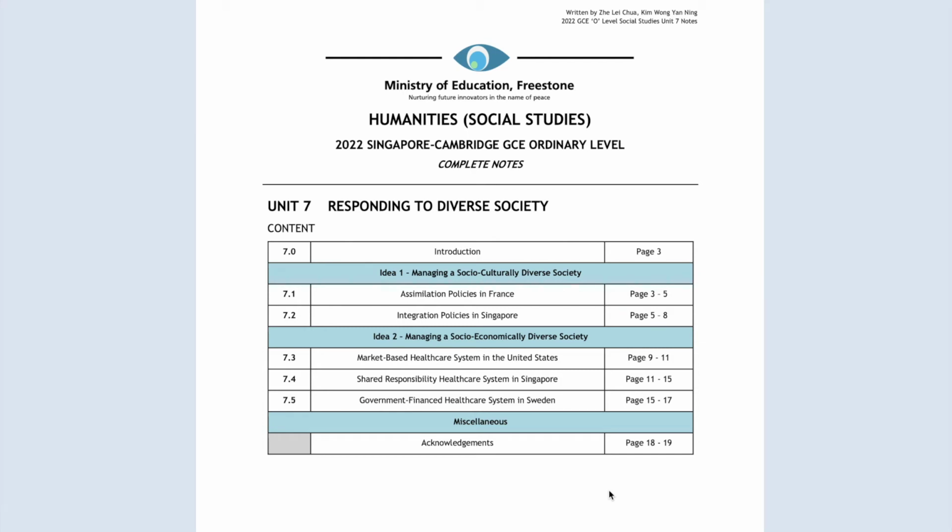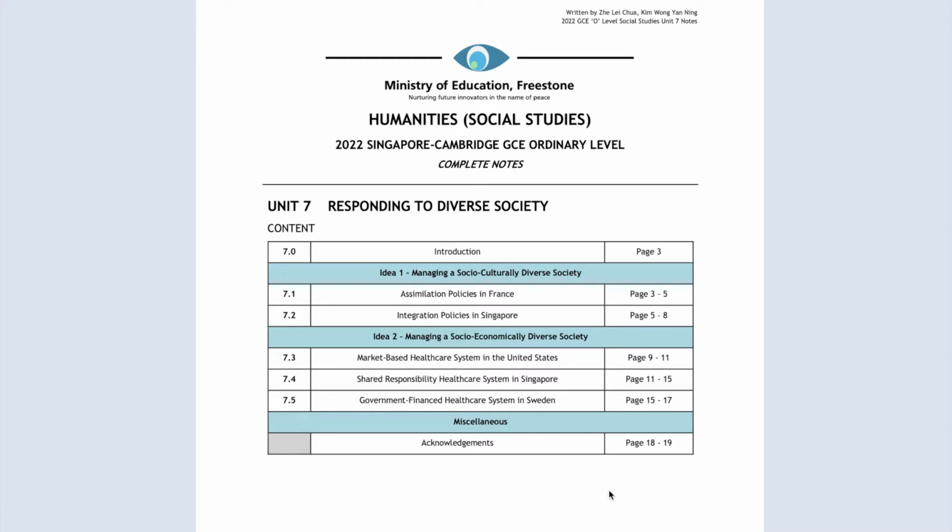Alright, so today we're going to end off our issue number 2 on diversity with unit number 7, which is the last unit in the diversity issue. Today we're going to talk about responding to a diverse society. We're going to take a look at two different types of diversity and how certain countries and systems around the world manage these two different types of diversity.